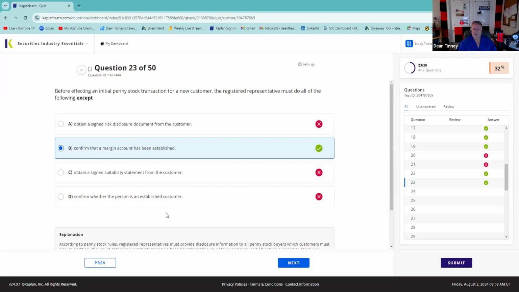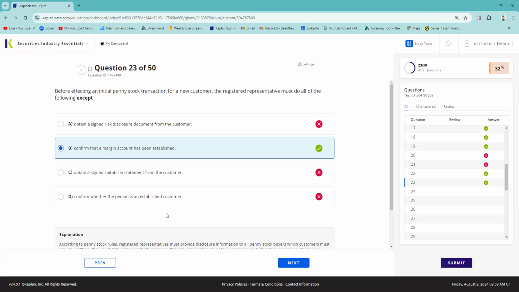What will we be tested on with penny stocks? Let me just tell you. First, the test question is the definition of a penny stock. You know the definition of a penny stock. It's a non-NASDAQ OTC stock under $5. So that's our first test question.